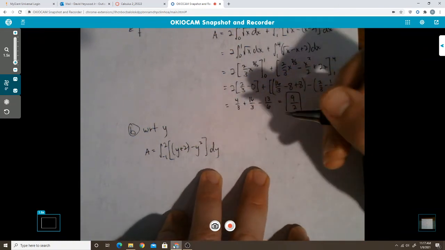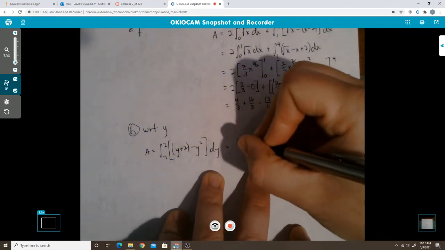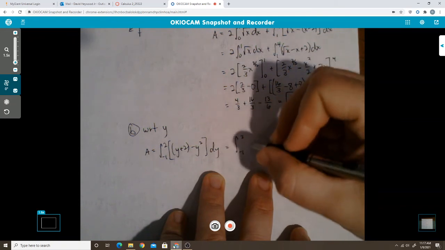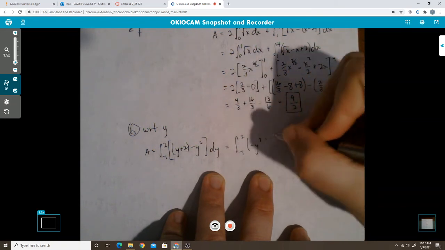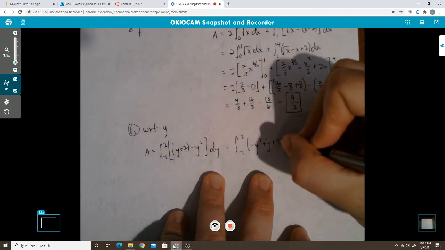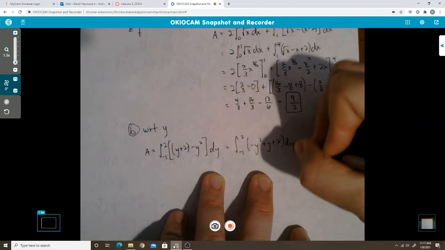Let's see what we get. Hopefully the same thing, right? If we don't get the same thing, then something went wrong somewhere. And that's okay. We can kind of troubleshoot together if that's the case.